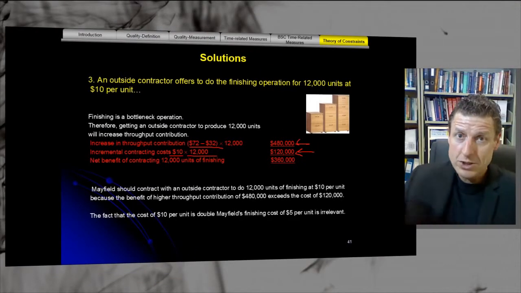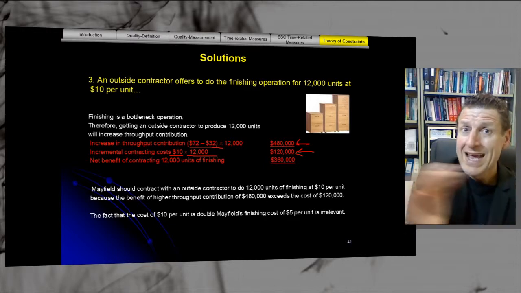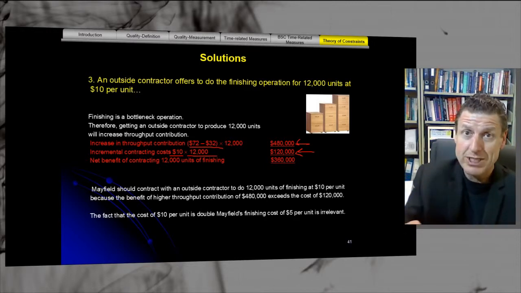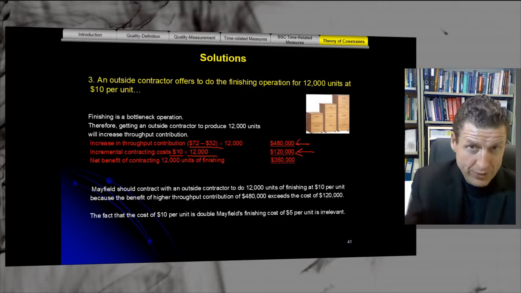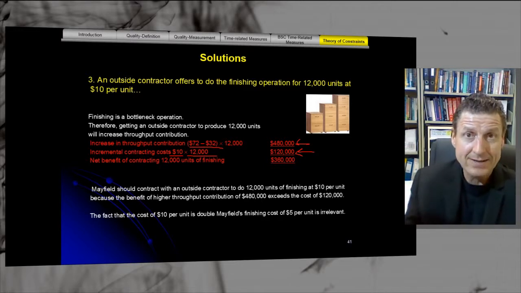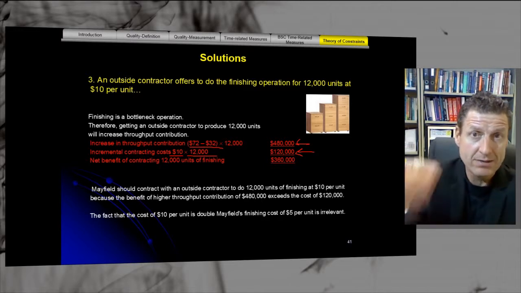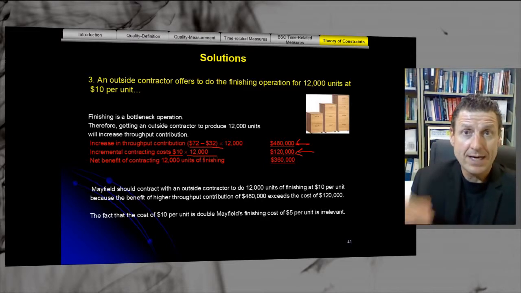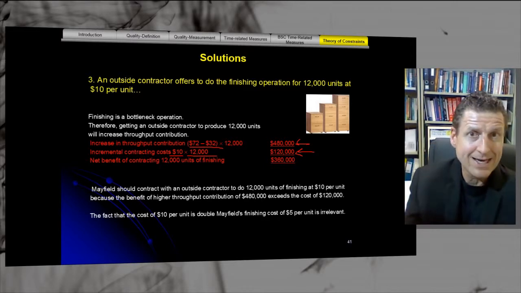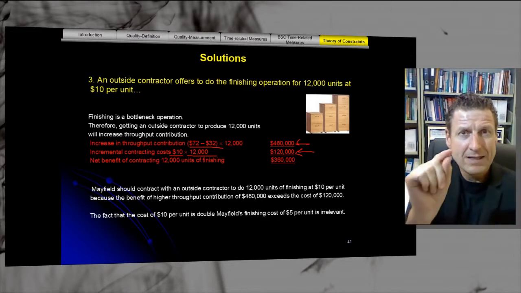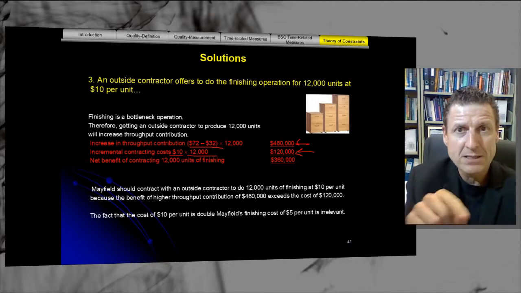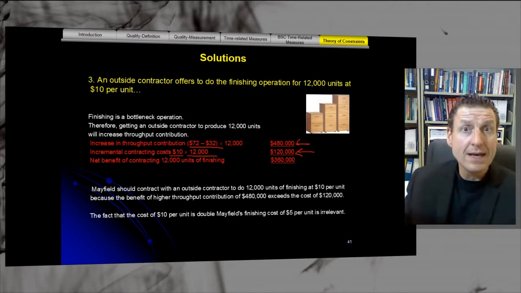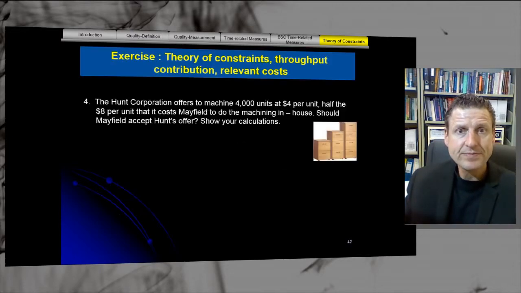This is a relevant cost because you are pushing through 12,000 more and only 8,000 is being pushed into inventory on every one day. So you've got 8,000, 16,000, 24,000, 32,000 instead of 20,000, 40,000, 60,000, 80,000. That is the difference that this decision makes. So you must make this decision. It is a no-brainer. Let's have a look at another scenario here.